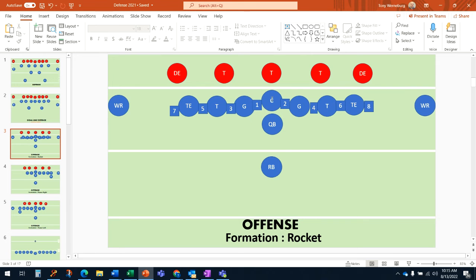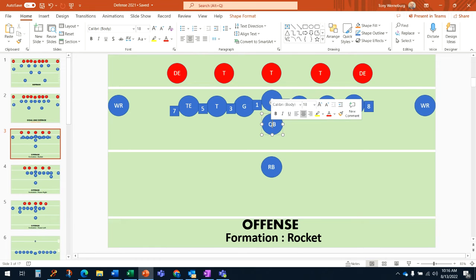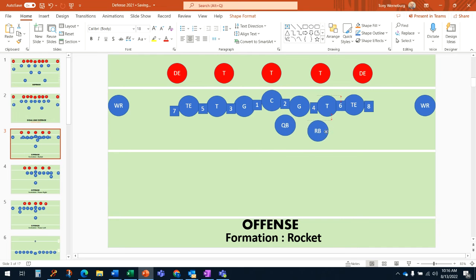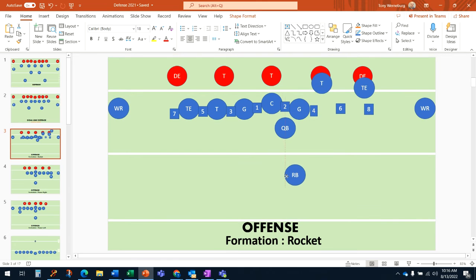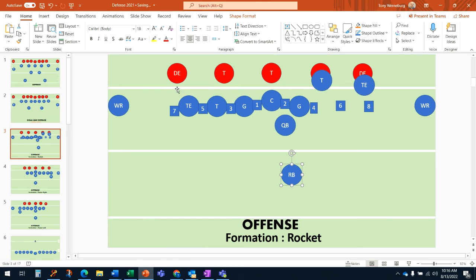That means that the ball is going to be hiked to the quarterback. The quarterback is going to step to his right. The running back is going to make a direct line through the 6 hole. This tackle is going to block this person, and this tight end is going to block that defensive end, hopefully opening that hole right there through the 6 gap. Okay, everybody else would block straight forward. Now, that's an example of our holes, our play calling, and our blocking.